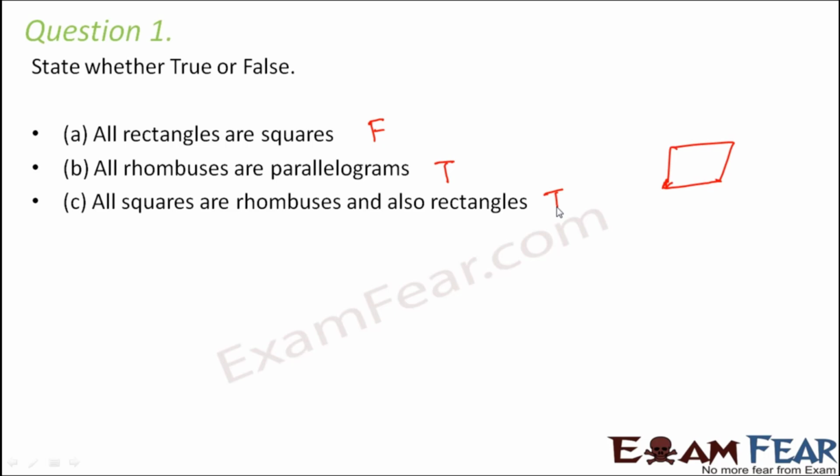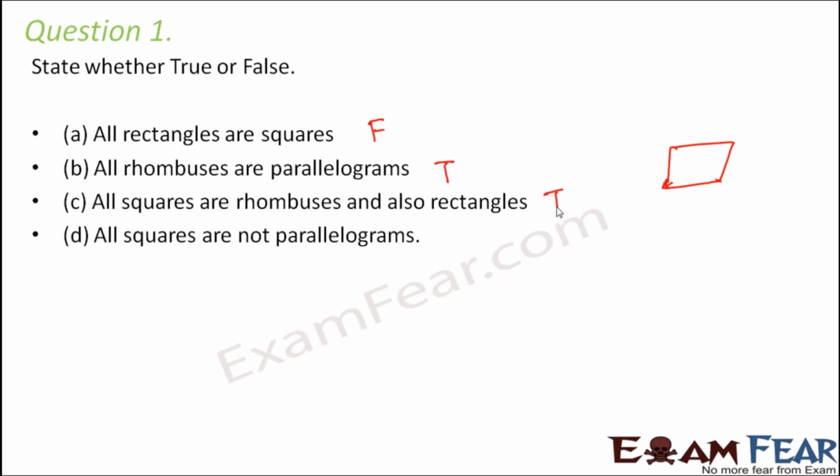For example, a square would want all the angles to be equal to 90 degrees. But a rhombus will not be able to satisfy that criteria. So all rhombuses will not be squares. Similarly, a square would want all the sides to be equal. A rectangle would not be able to satisfy that criteria. Therefore, all rectangles are not squares.